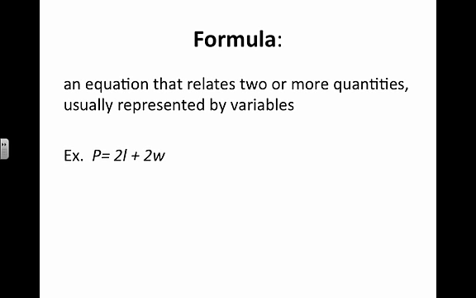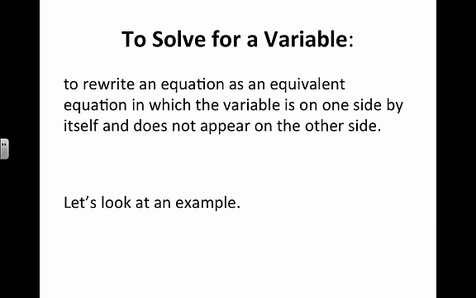So what is a formula? It's an equation that relates two or more quantities usually represented by variables. So one that you're familiar with is that perimeter equals 2 times length plus 2 times width. To solve for a variable means to rewrite an equation as an equivalent equation in which the variable is on one side by itself and does not appear on the other side. So let's look at an example.